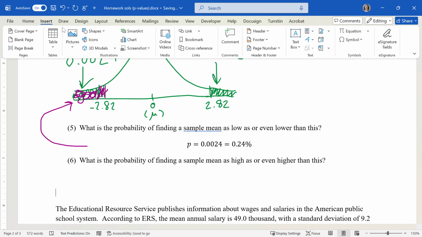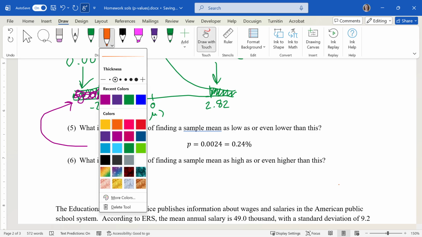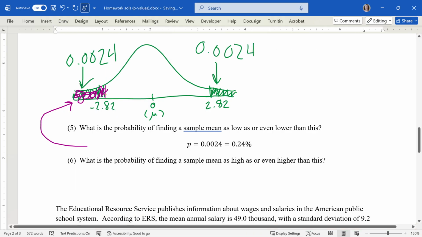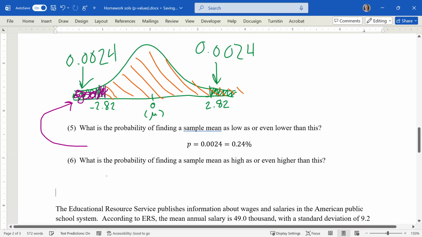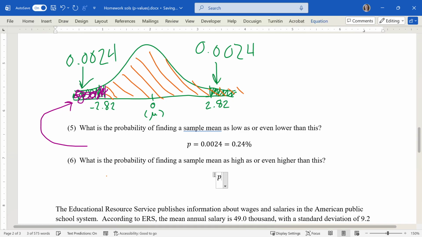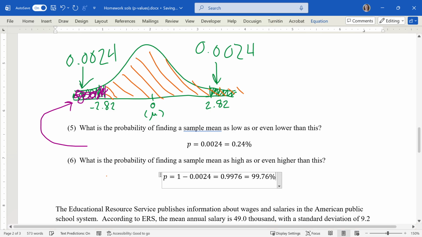And then the as high as or even higher than this question, I guess I could use my picture again. It's maybe a bit sloppy to keep reusing the same picture, but for the right tail, we're looking at a huge right tail starting from here and going all the way over here, including this green part. So all of that area that I have in orange there, which would be P equals 1 minus 0.0024, which I suppose is 99.76% probability of getting a sample mean as high as 98.3 or even higher.